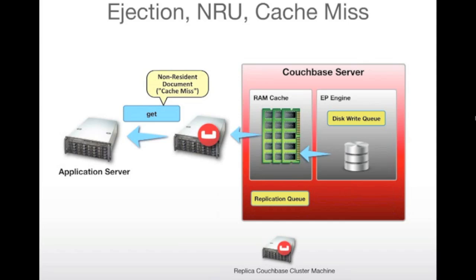But from then on, because it's now at the top of the recently used list in RAM cache, if you're still at 90% or above, it'll eject another not recently used document. So this is constantly going on if you're at that 90% level.